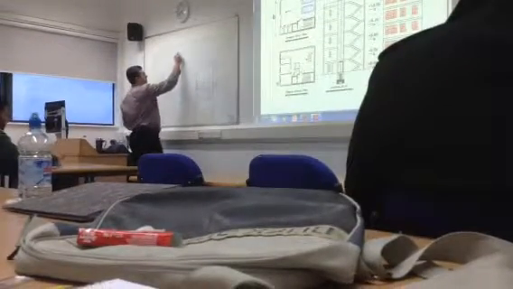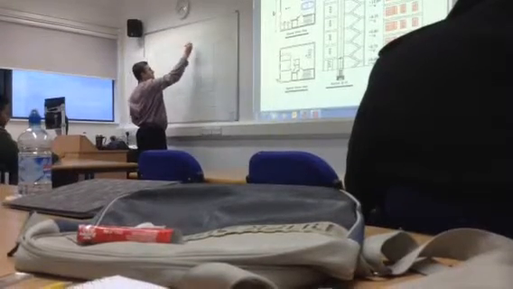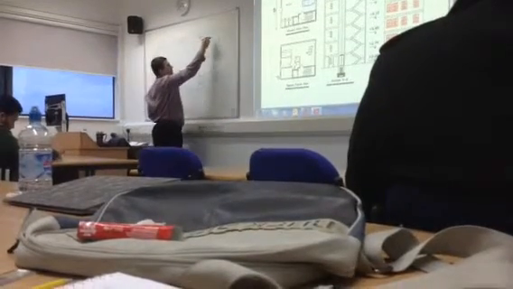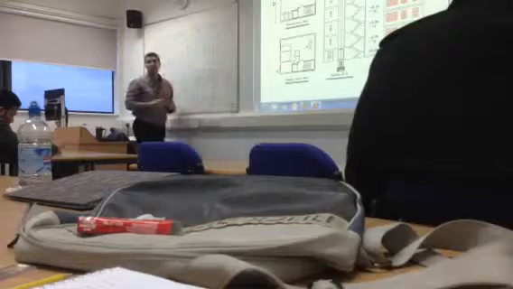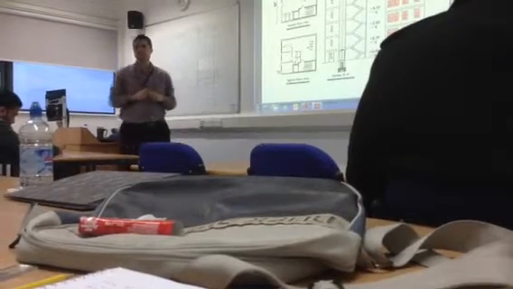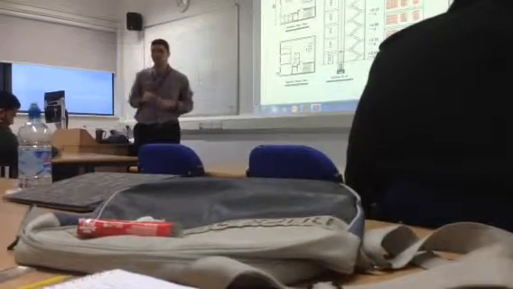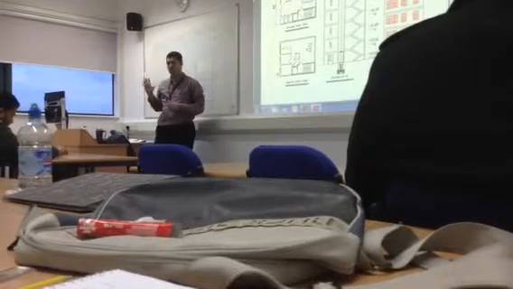What's the average distance for putting the columns? Every 5 meters or every 6 meters? That's your dimensions though, isn't it? Depends. I said 5, 6 meters is okay. 4, 5, 6, 7.